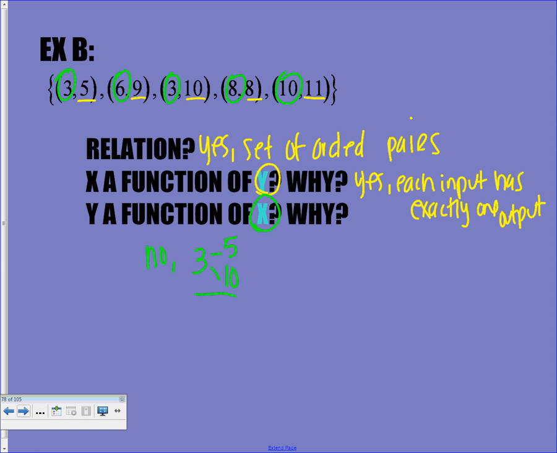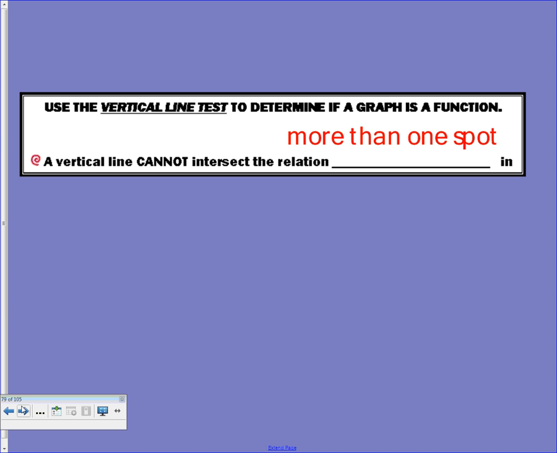show me this. We can also use the vertical line test to determine if a graph is a function. So if we don't have the ordered pairs, we can also look at it visually. And the rule here is a vertical line cannot intersect the relation in more than one spot in order for it to be a function. So let's say my graph was a circle. If you draw a vertical line through there, that hits it twice, so that's a fail. So that would not be a function. If it just hits it once, then it's a yes. So we'll take a look at some of those.